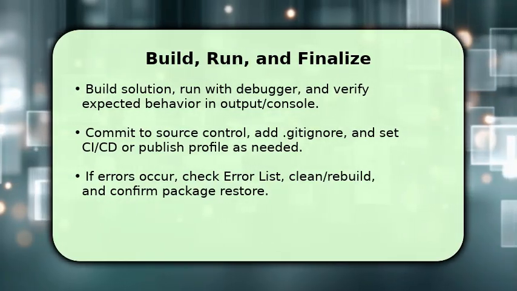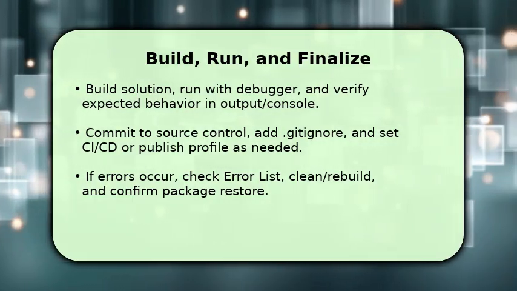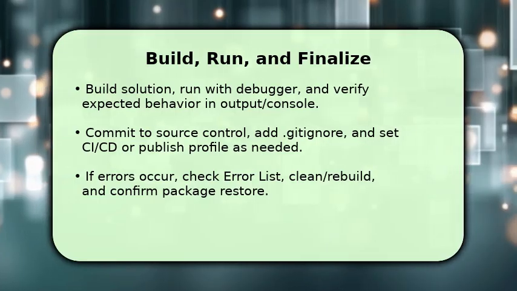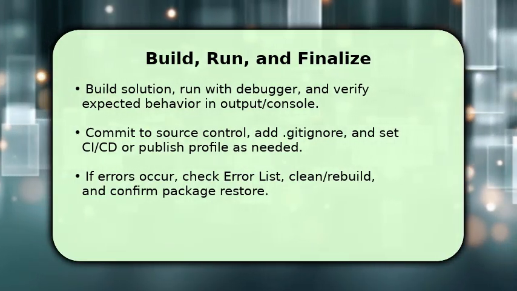Once stable, integrate source control, add a sensible git ignore, and create publish profiles or CI/CD pipelines for deployment. Before closing, run unit tests and produce a release build to confirm performance.